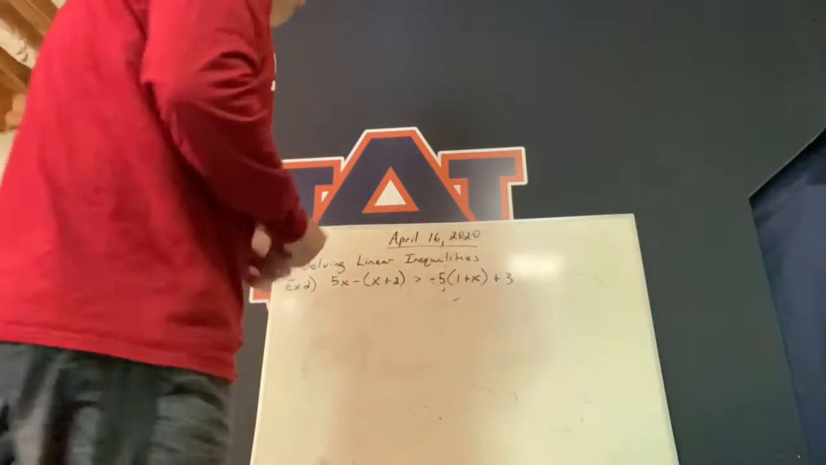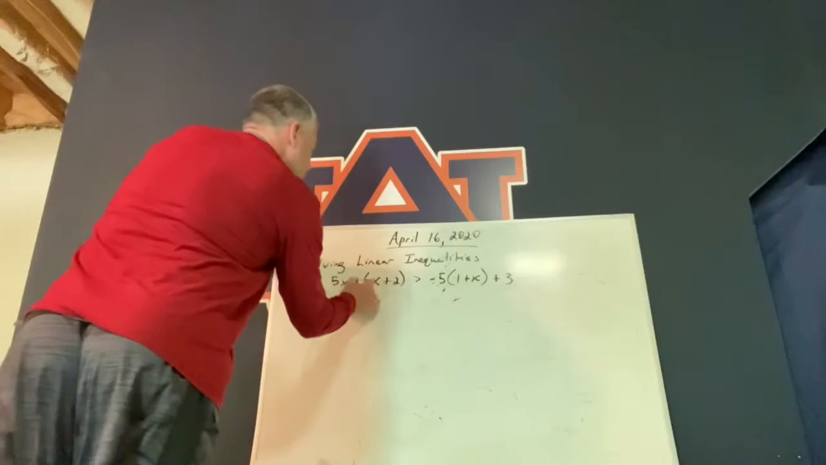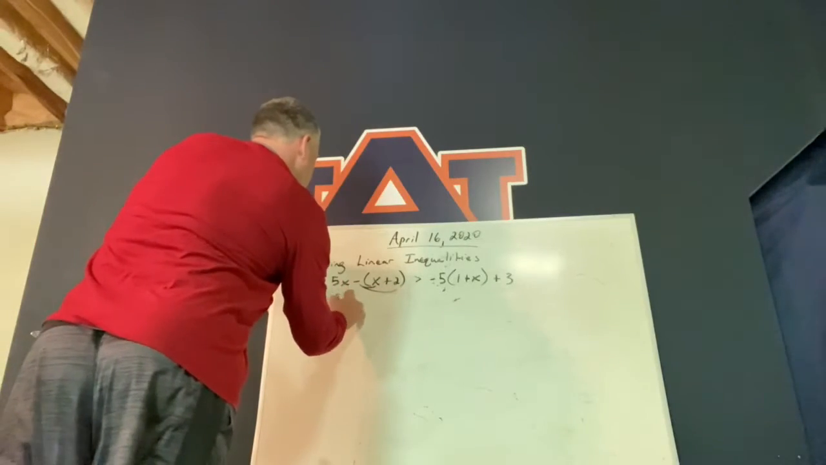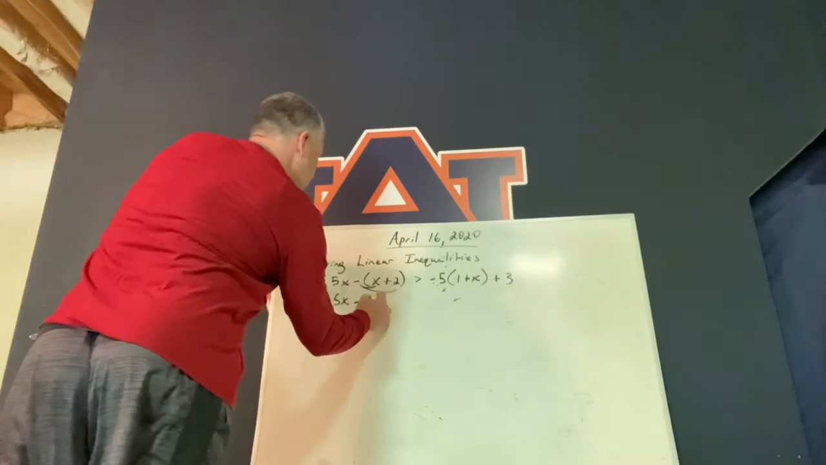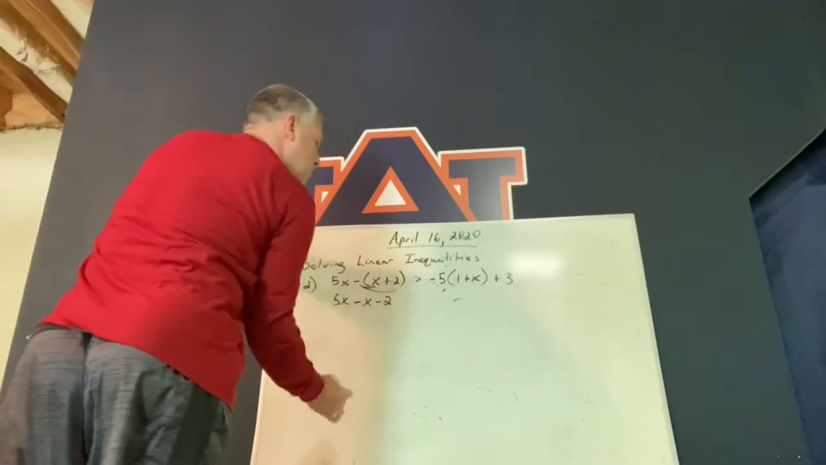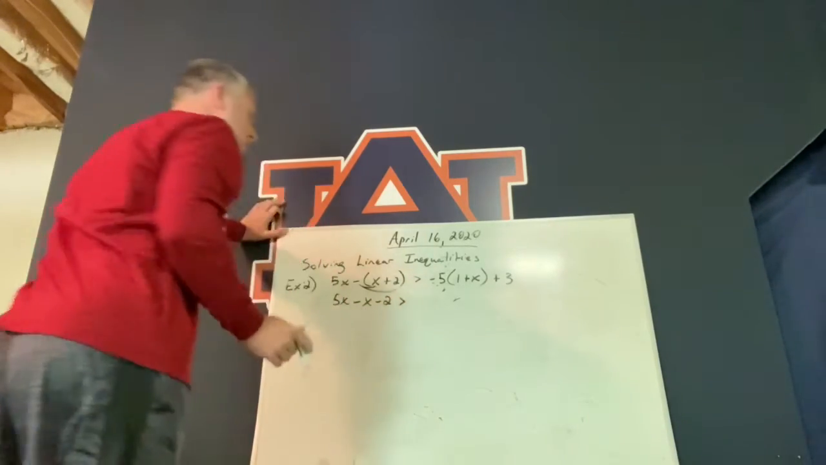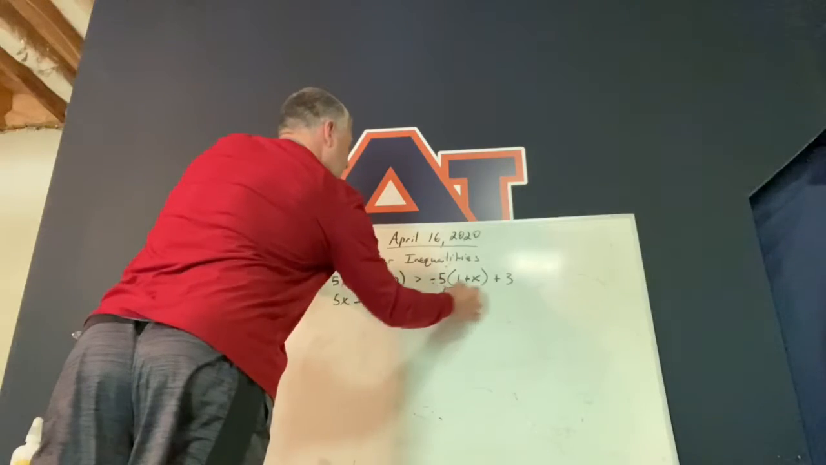So I'm just going to go ahead and go through my math here. We're going to distribute through this negative. So this is still 5x. This becomes minus x. This becomes minus 2. Greater than, right here, distribute through my -5.